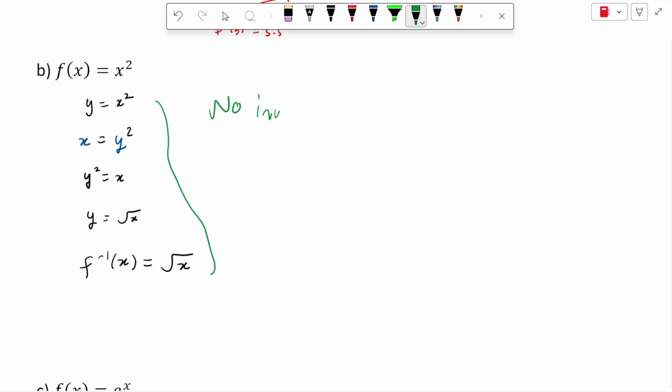No inverse exists, as f of x does not pass the horizontal line test.